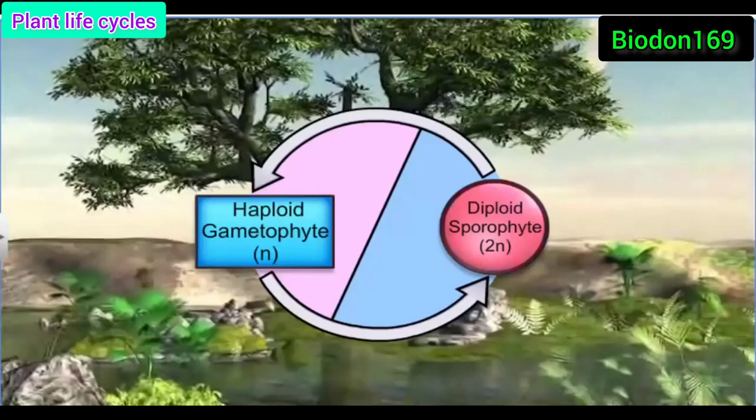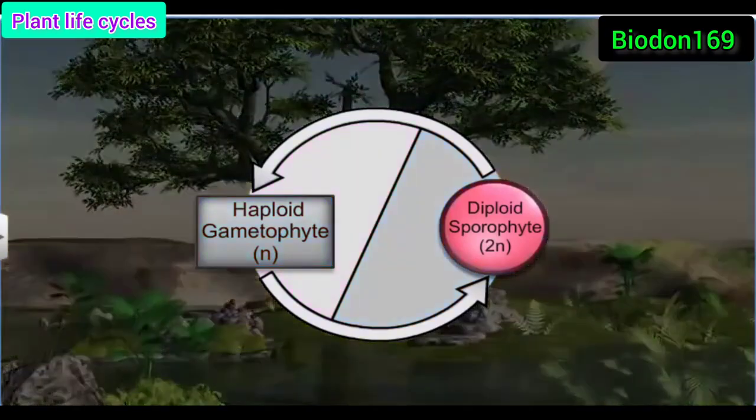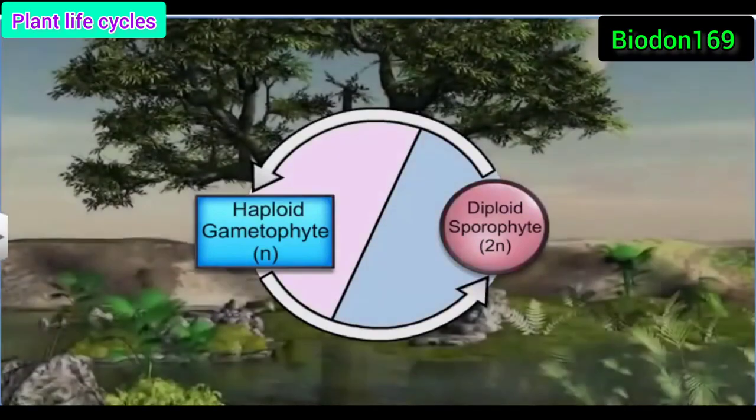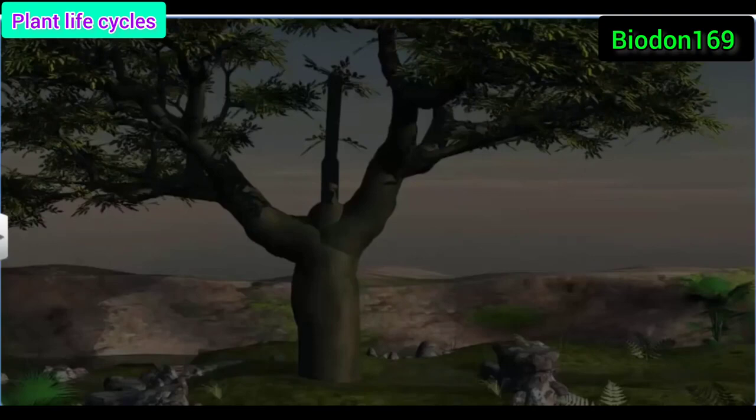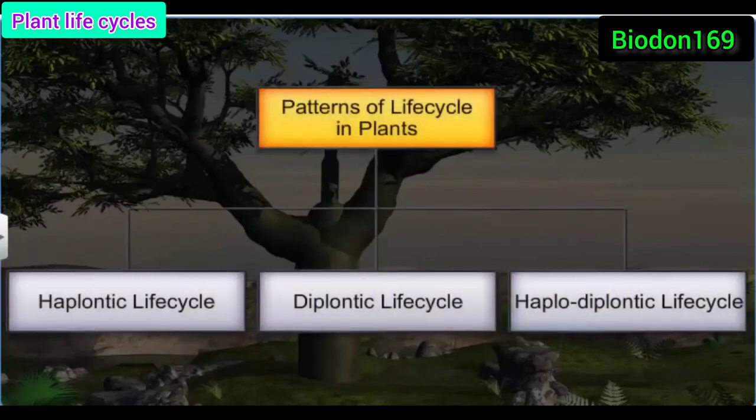However, in different plant groups, either the sporophytic generation or the gametophytic generation is the dominant phase, or, in other words, persists for a longer period. This difference gives rise to three patterns of life cycle in plants: the haplontic life cycle, diplontic life cycle, and haplodiplontic life cycle.